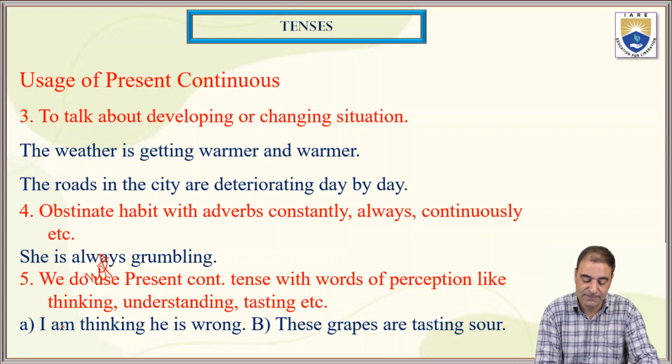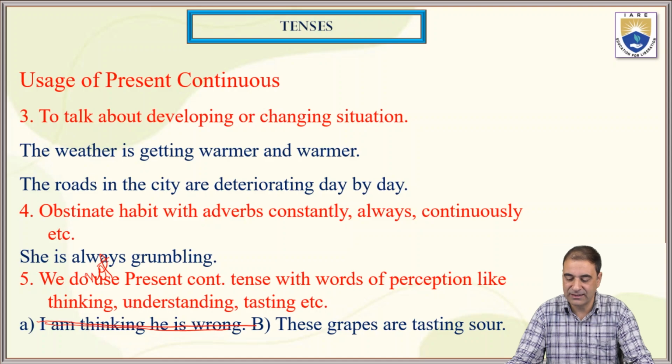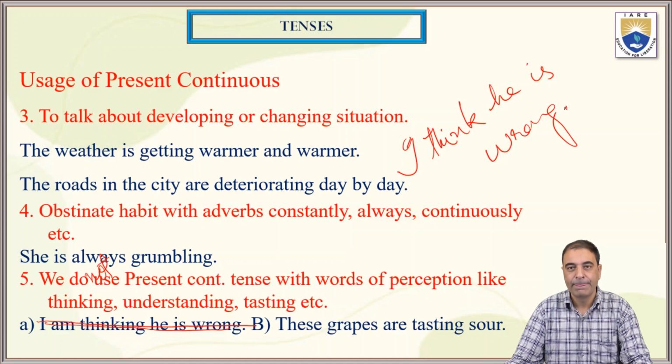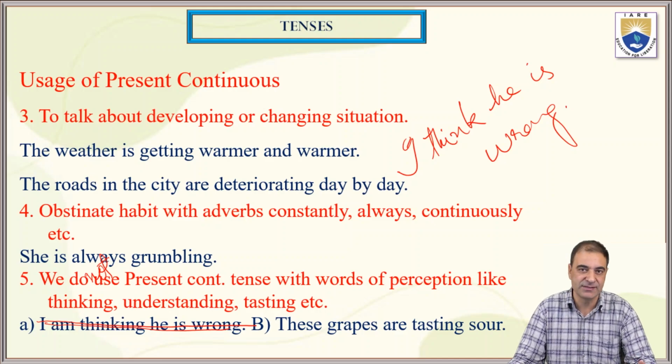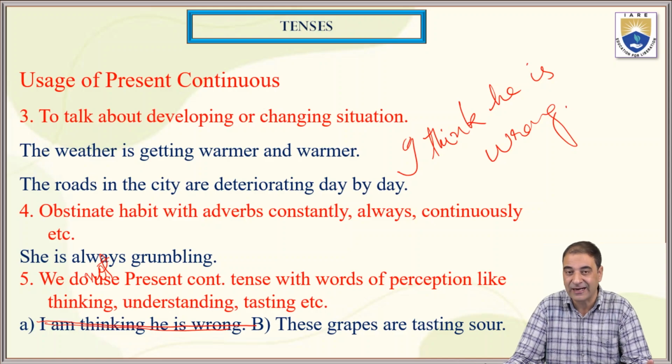Look at these two sentences. I am thinking he's wrong. It's an incorrect expression. The right one is I think he is wrong. Here the word thinking is a word of perception, or a stative verb. And with a stative verb, we don't use present continuous tense. In fact, we use simple present tense. That's why if you say I am thinking he is wrong, it's an incorrect sentence. The right expression is I think he is wrong.